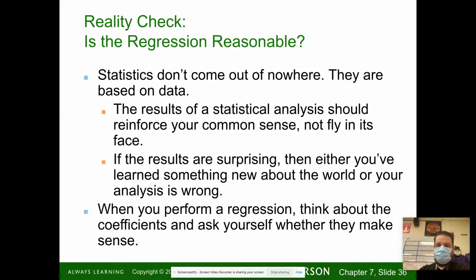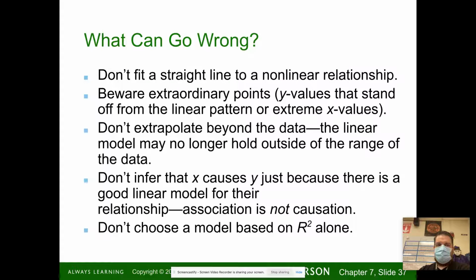When you perform a regression, think about the coefficients and ask yourself if they make sense. There's some common sense stuff. You can even make a mistake in the math, right? If you have an R-squared value of 1, and then you're cranking through trying to find the residuals, and those numbers don't seem to match up, you might have made a mistake somewhere. Here's where some mistakes will occur: fitting a straight line to a nonlinear relationship. You can run the math on something that might be quadratic, but it's better to just run a quadratic regression or an exponential regression.